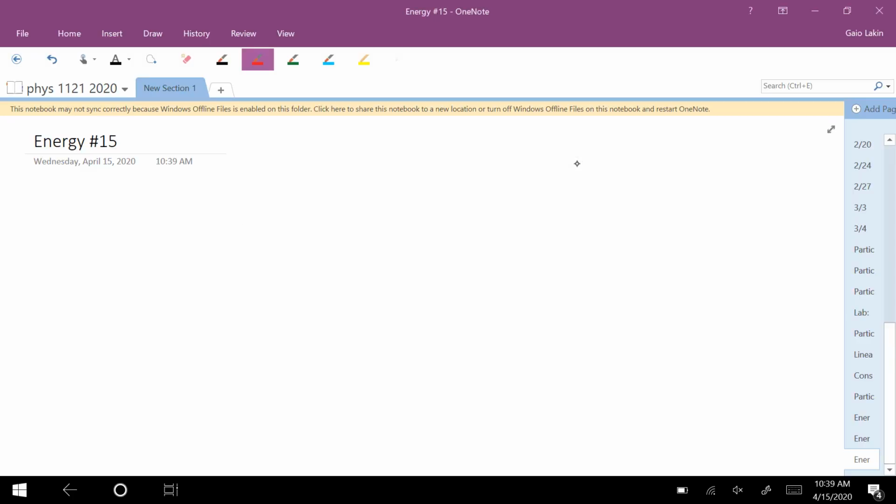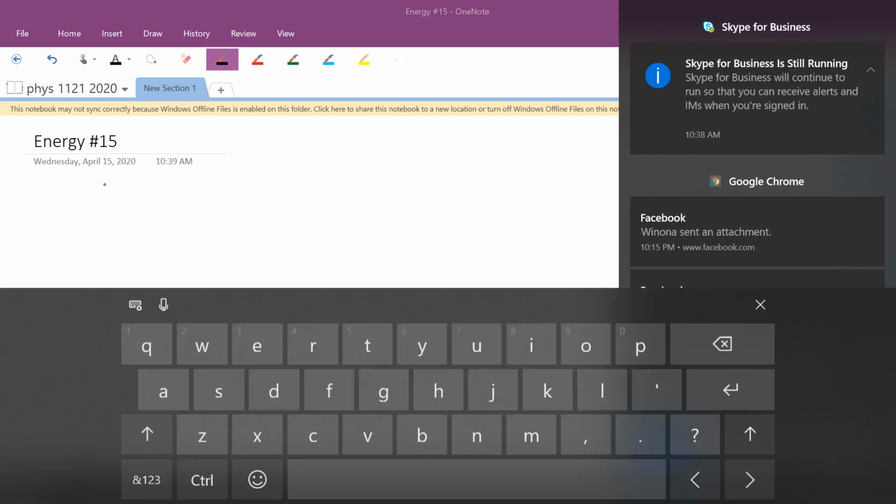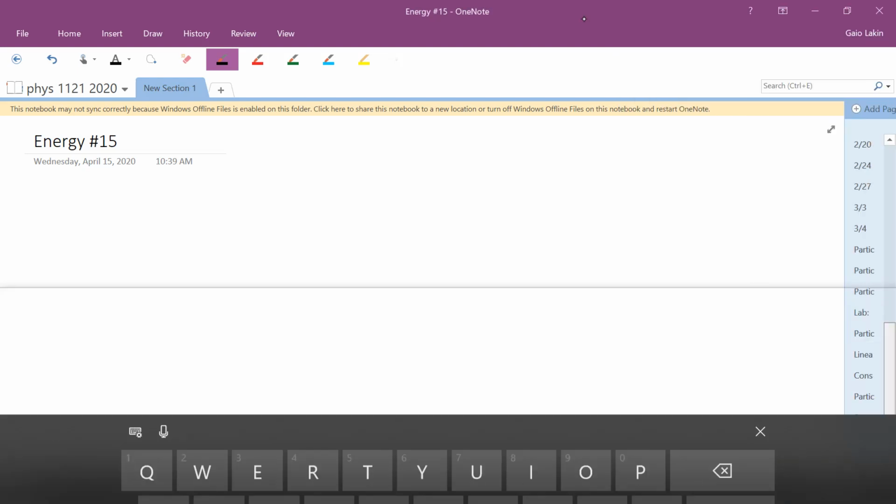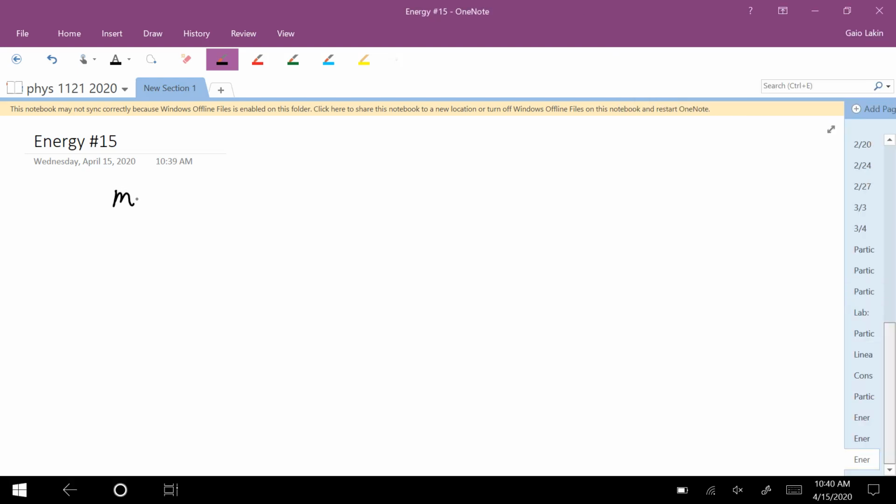Okay, this is a solution to number 15 on the energy problems. It says that we have an object that has a mass of 0.5 kilograms. And during its motion, let's just visualize what's happening.